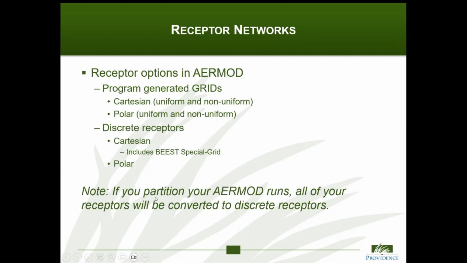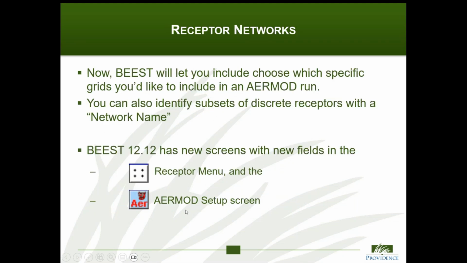If you partition your AirMod runs, all of your receptors will be converted to discrete receptors, just to keep that in mind. Okay, so now BEEST will let you choose which specific grids you'd like to include in your AirMod run. You can also identify subsets of discrete receptors within a network name. So BEEST 12.12 has new screens both in the receptor menu and in the AirMod setup screen.